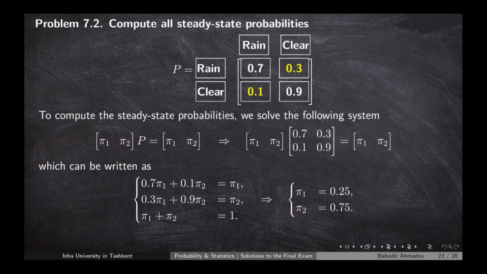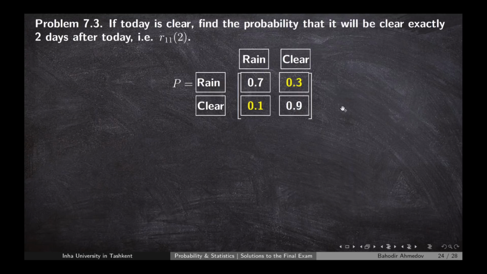Problem number 3: using just this transition matrix, I would like to know the probability that if I start from state 1, I will find myself at state 1 after 2 time steps. Basically, what is the probability that if today is rain, after 2 days it's going to be rain again, right?